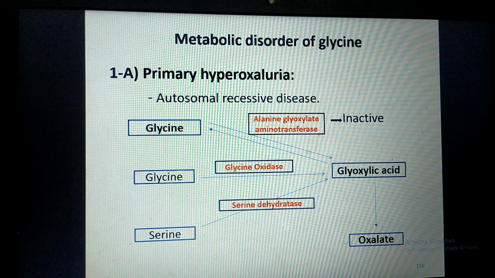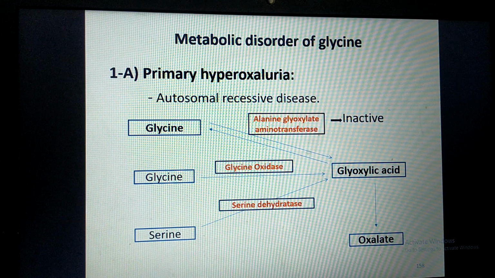hence glyoxylic acid is accumulated in the cell, which undergoes further catabolism to form oxalate. So more glyoxylic acid is accumulated, more oxalate is formed, and this oxalate is later on excreted into urine, and therefore this condition is called primary hyperoxaluria.